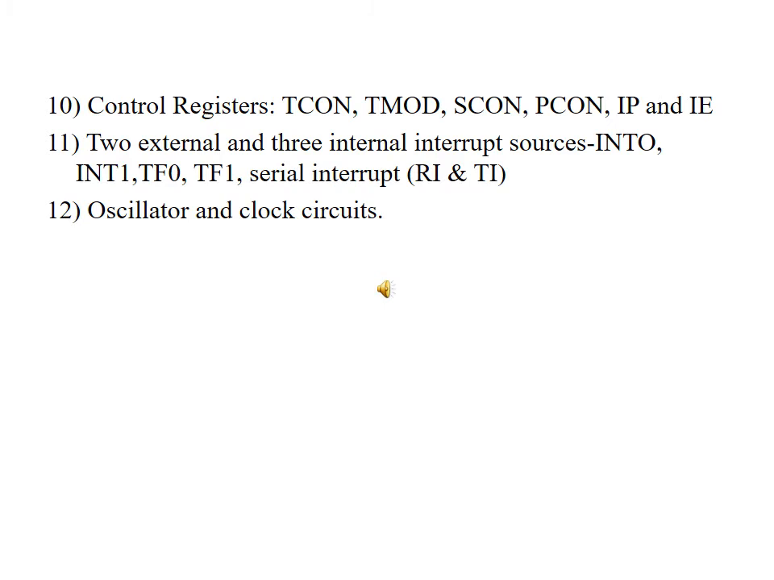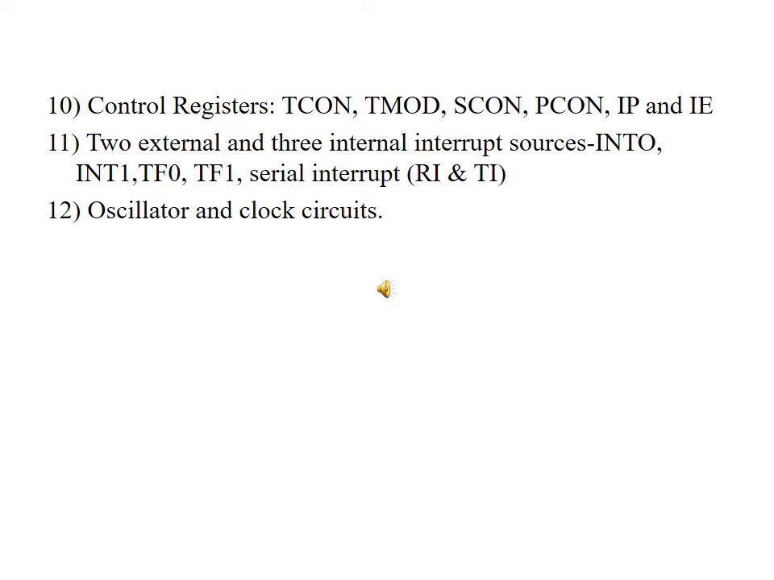The 8051 microcontroller will have the control registers. The control registers are TCON, TMOD, SCON, PCON, IP and IE. TCON stands for the timer control register. TMOD is the timer mode register. SCON is the serial control register. PCON is the power control register. IP stands for the instruction pointer. IE stands for the interrupt enable. In total, it has 6 control registers.